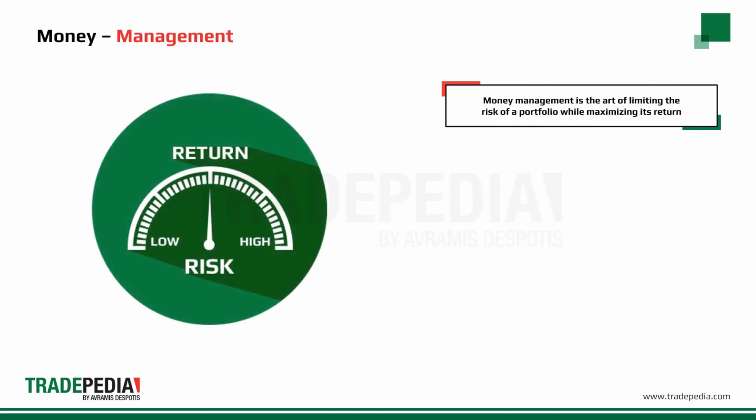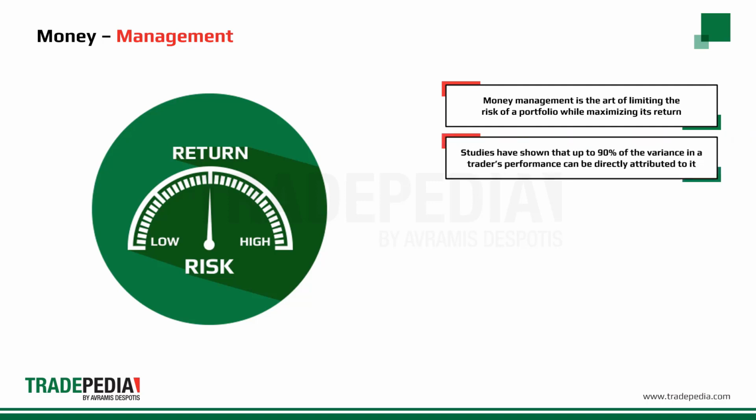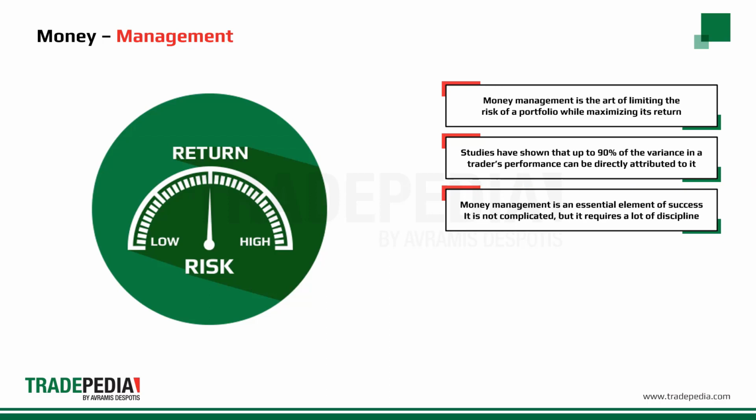Broadly speaking, money management is the art of limiting the risk of a portfolio while maximizing its return. It is the area of your system that will have the greatest impact on the bottom line, your profits. It is so important that studies have shown that up to 90% of the variance in a trader's performance can be directly attributed to it. In the absence of a 100% accurate system, money management is an essential element of success. It is not complicated, but it requires a lot of discipline.